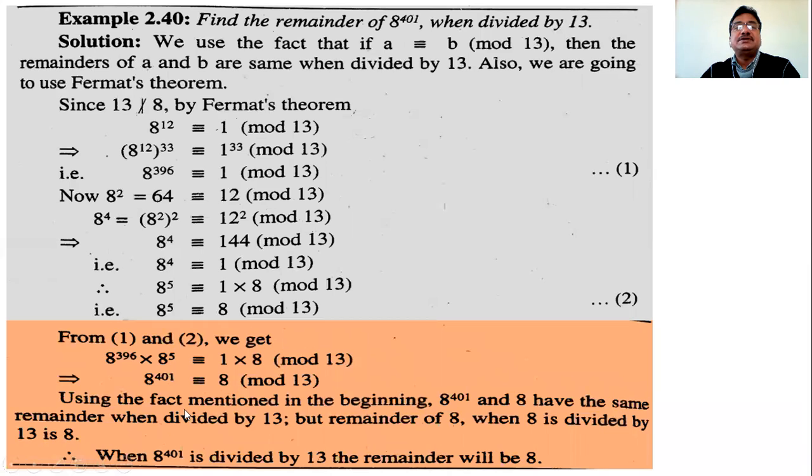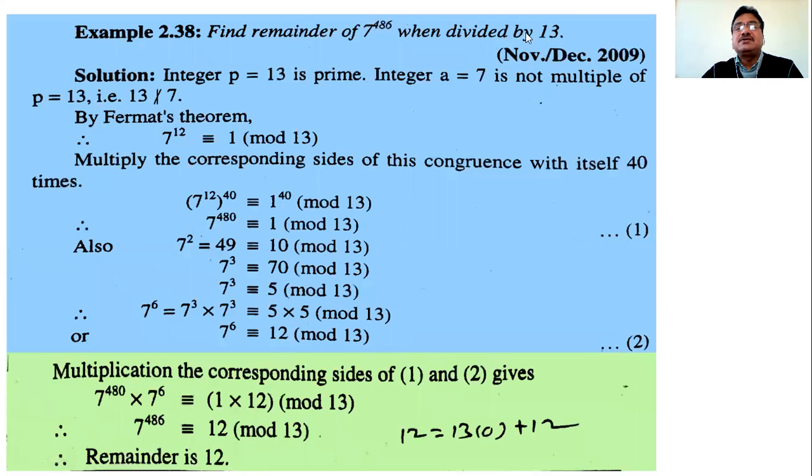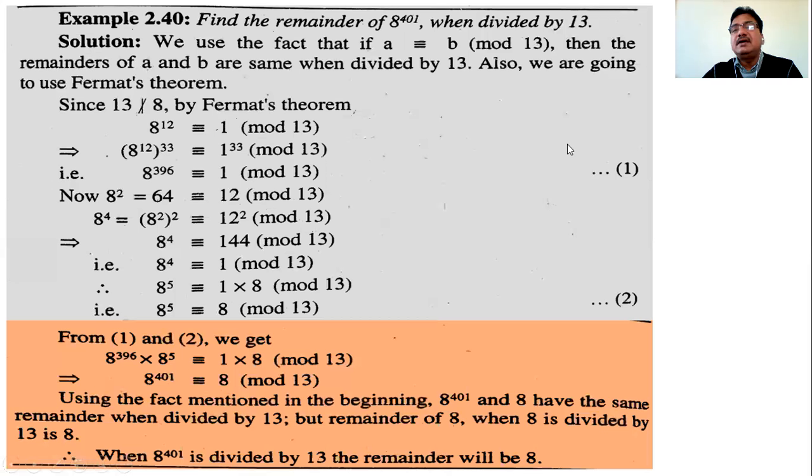We'll see first this question, and then find the remainder when 8 raised to 401 is divided by 13. So 13 does not divide 8, and therefore by Fermat's theorem, 8 raised to 13 minus 1, that is 12, is congruent to 1 modulo 13.